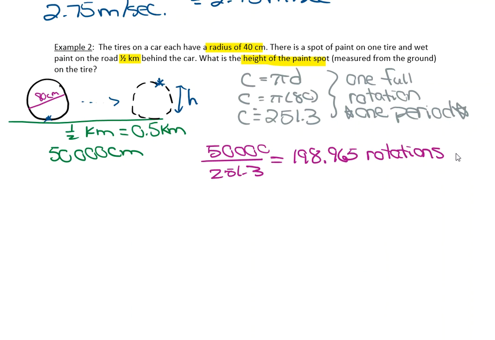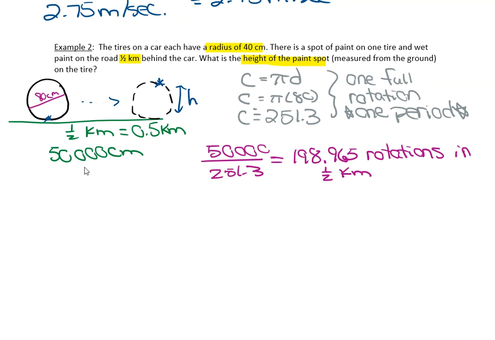In a half kilometer, that tire has gone around almost 199 times, right? The 198 part doesn't really matter. This paint spot that's at the bottom has come back down 1 rotation, 2 rotations, 3 rotations. So 198 times and it's back at the bottom again. So we've got 198 full rotations, but we've got 0.965 of another, and that's the important piece.